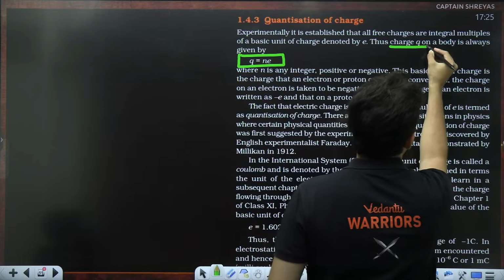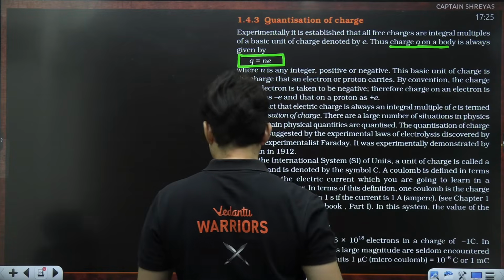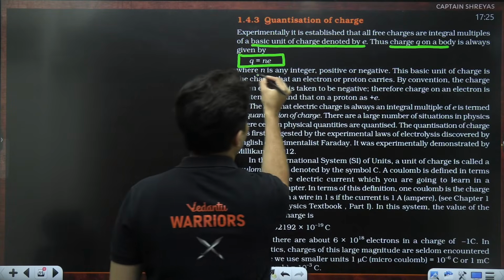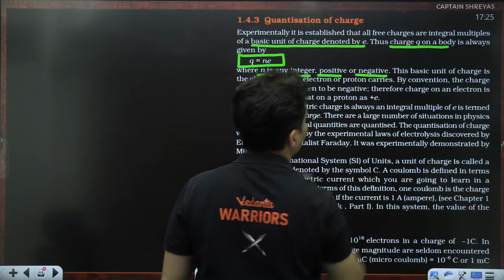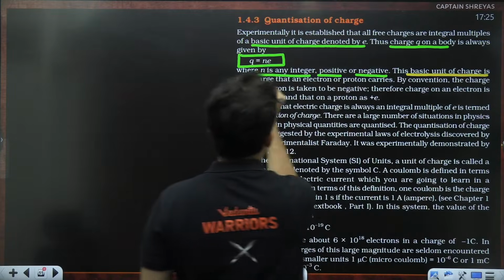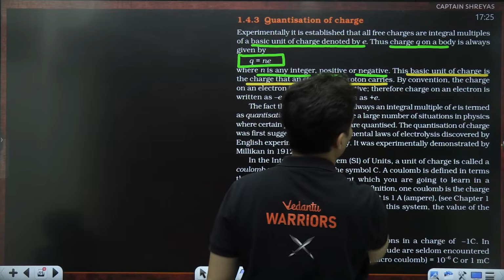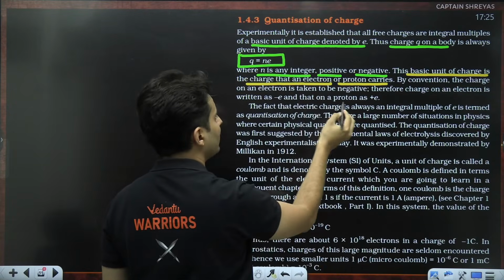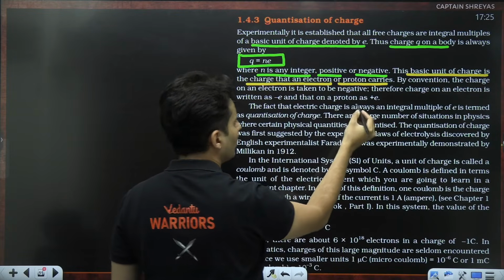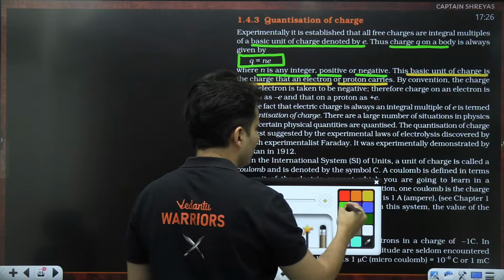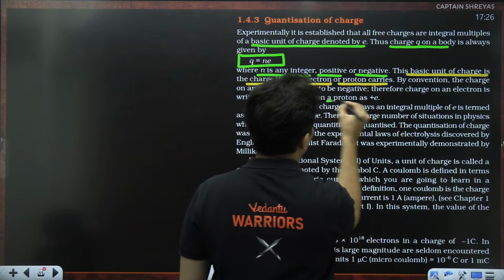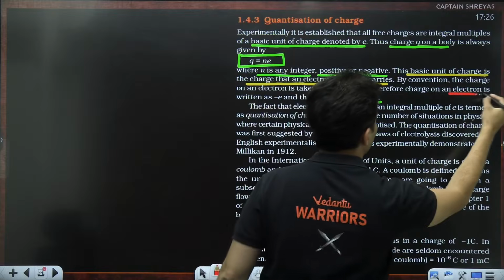Thus, the charge Q on a body is a multiple of e. That e is the basic unit of charge, and n is any integer, which could be positive or negative. This basic unit of charge, like I said, is also the charge on an electron or a proton. By convention, the charge on an electron is taken to be negative. Therefore, the charge on an electron is written as negative e, and that on a proton is positive e, which kind of makes sense.